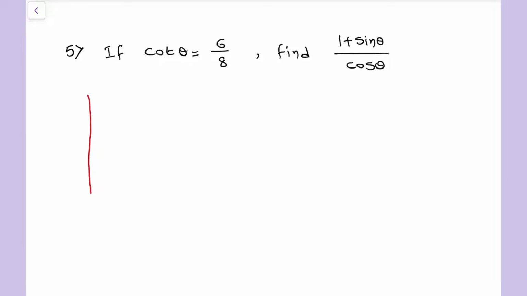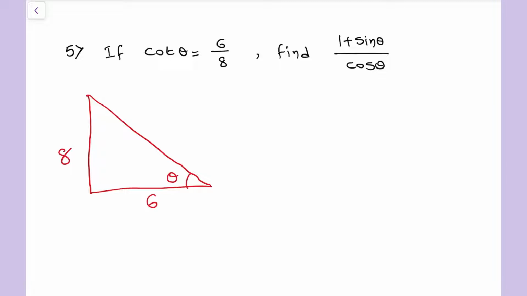If cot theta equals 6 by 8 is given, I am taking a right angle triangle, because in the question itself the figure is not there. If the figure is there, everything will be easy for us. Okay, cot theta. What is cot theta? Adjacent divided by opposite. So for theta, adjacent is 6, opposite is 8.